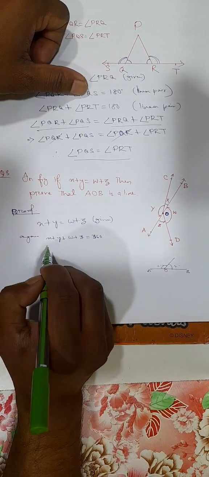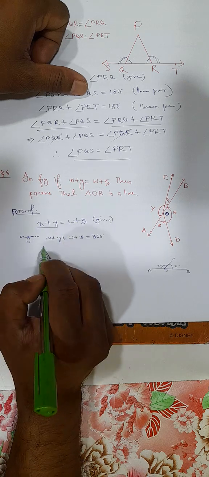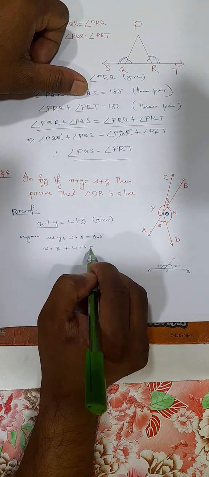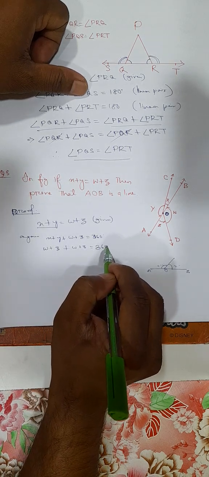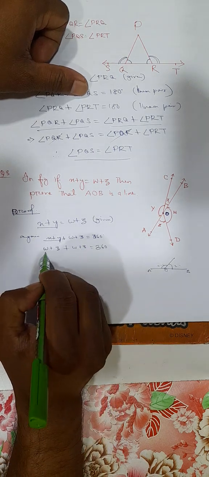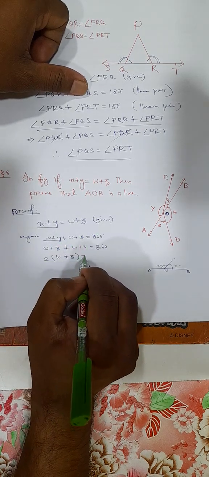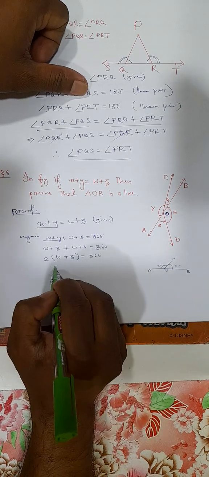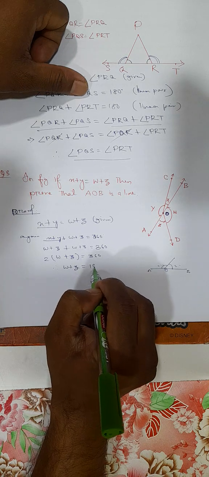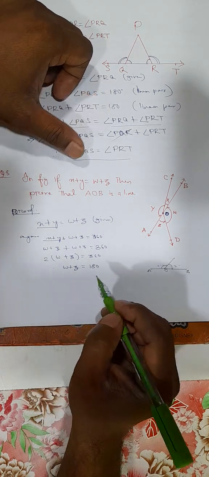Right? Now, in place of x plus y equals w plus z, we can write it as w plus z plus w plus z equals 360 degrees. We are writing x plus y equal to w plus z since it is given. That means twice of w plus z equals 360. So what is w plus z? Equal to 360 divided by 2, 180. Now w plus z equals 180 degrees.